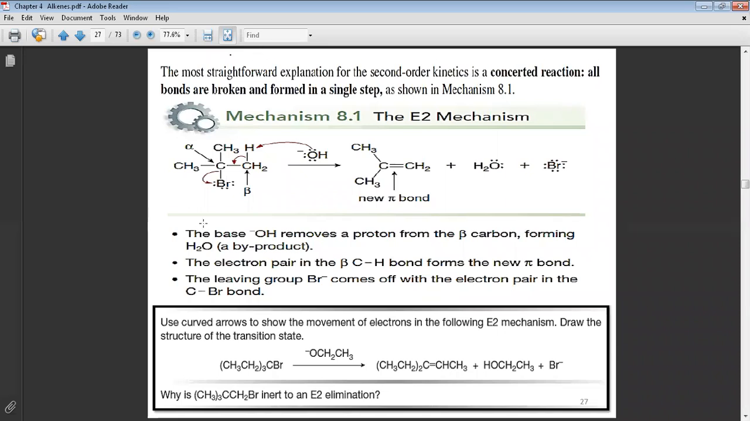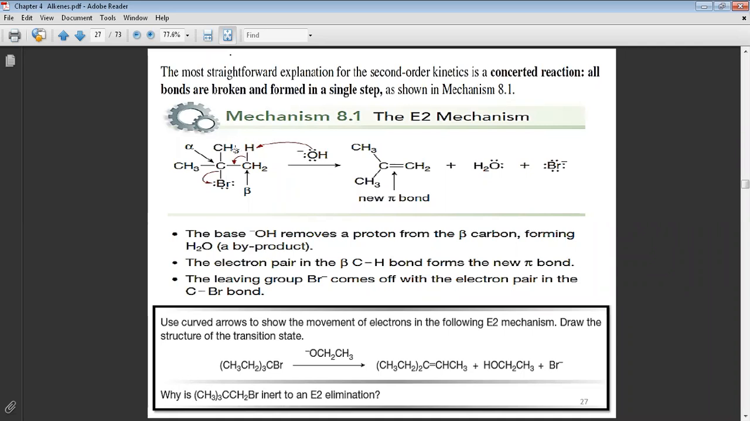And look here, the base removes the proton from the beta carbon. The base removes the proton from the beta, not the alpha, because we need a double bond between the alpha and beta carbon. That means we need to remove this proton, not this one. This one is also beta, the same thing. If you have a proton on this carbon and the base removes this hydrogen, nothing will happen.